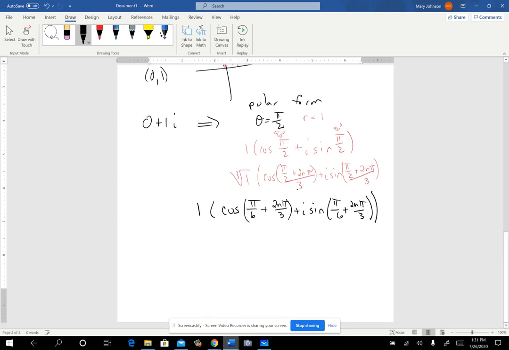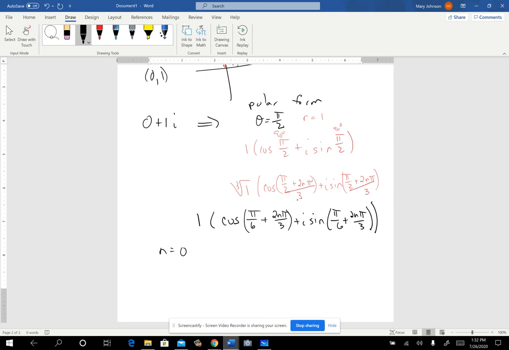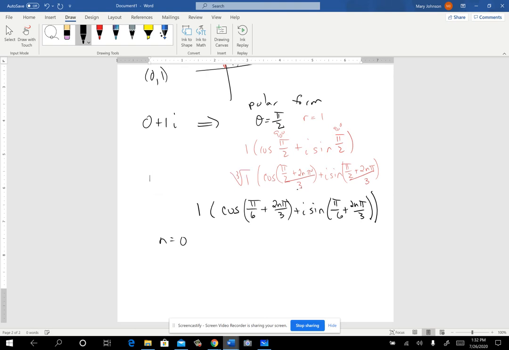All right, so then, since it's cube roots, we're going to look at what happens when we have n equaling 0, what happens when we have n equaling 1, and so on. So I'm going to do these one at a time because this problem said to write it in rectangular form. So I may need more room, may need to go to another page. So let me see if I can get that to go to another page.